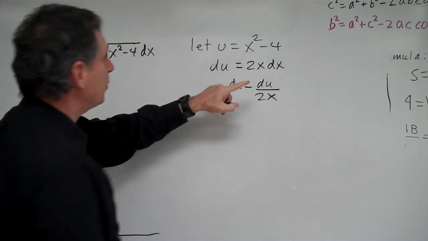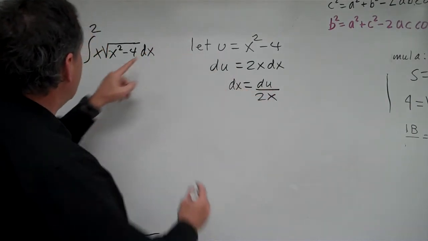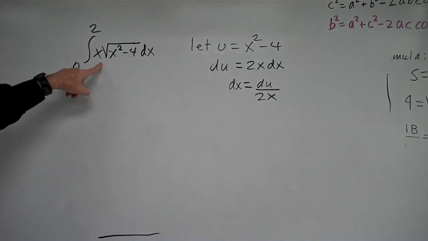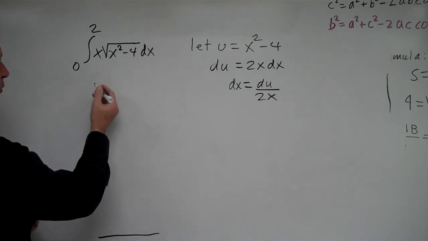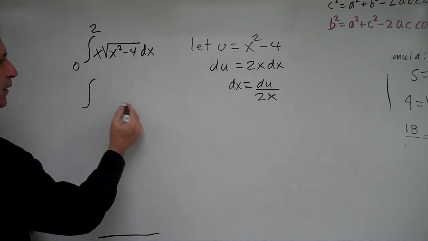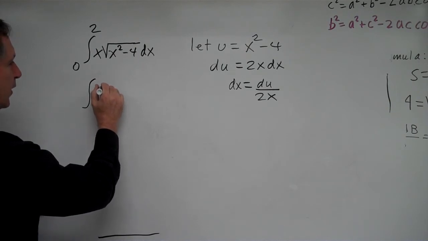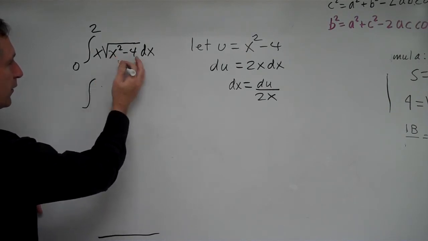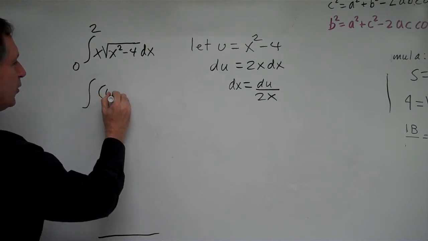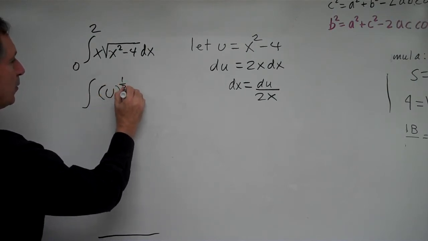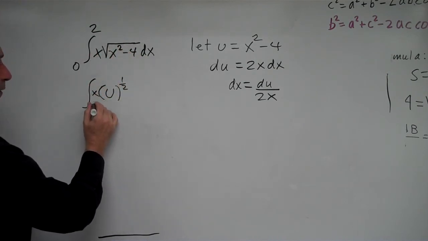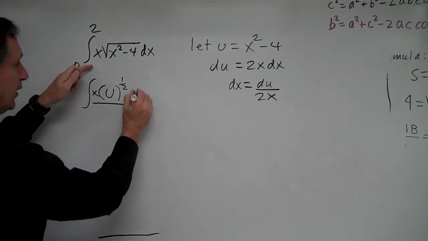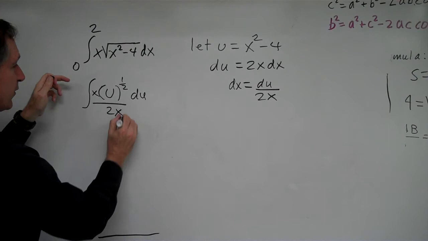And I hope you can see when we replace dx with du over 2x, we're going to be able to cancel out this x and subsequently continue our integration. So let's go ahead and make this substitution. We're going to go from the integral of the square root of x squared minus 4, which becomes u to the 1/2 power, right? This is 1/2 power, square root, and we have x here. We bring from here, and we have du over 2x.